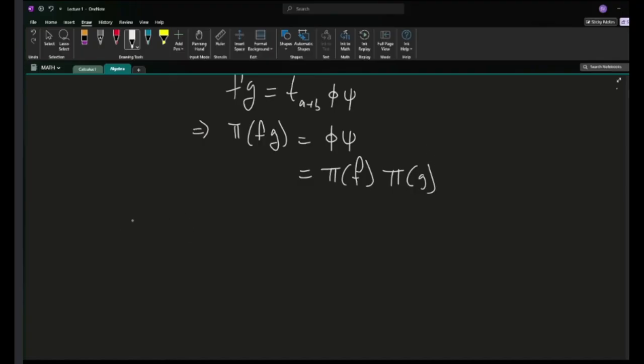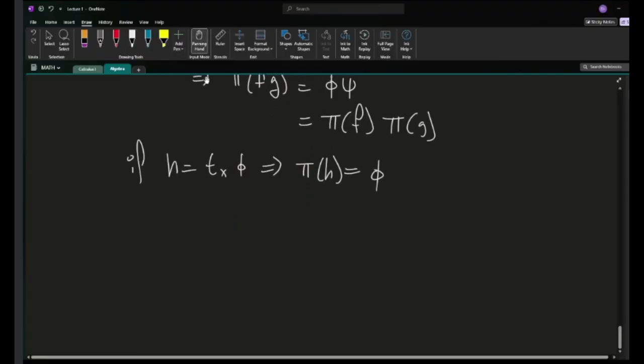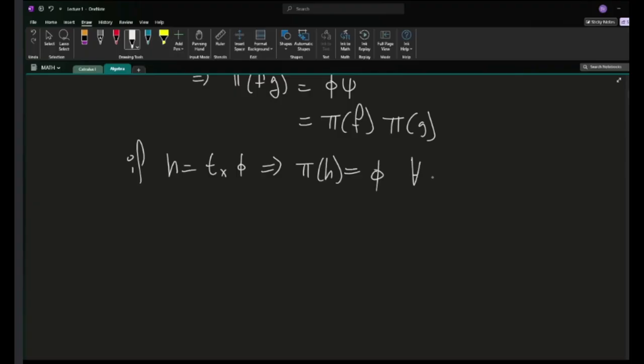And similarly, if we have h equal to the translation to x, then pi of h is just equal to phi for all h in R n. Then pi is surjective.